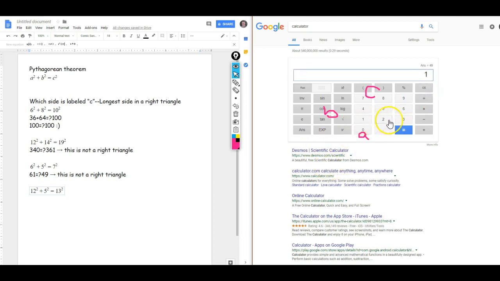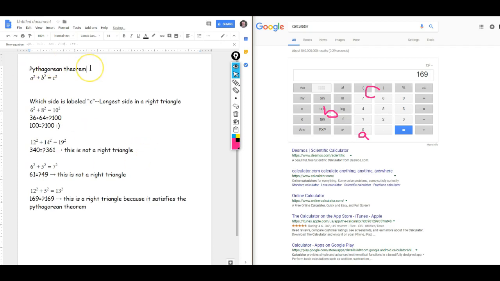You would do 12 squared plus 5 squared. That comes out to be 169. We're checking to see if this equals 13 squared, which also comes out to be 169. So yes, this is a right triangle because it satisfies the Pythagorean theorem.